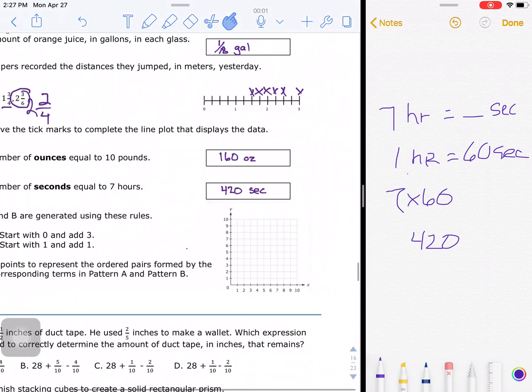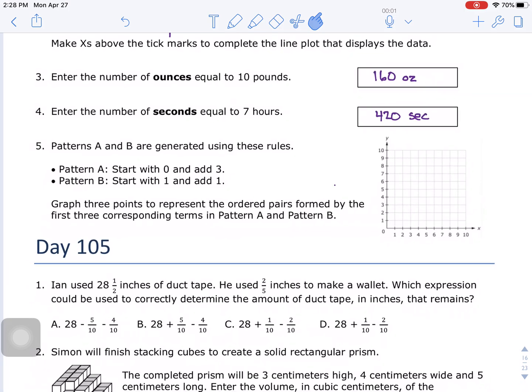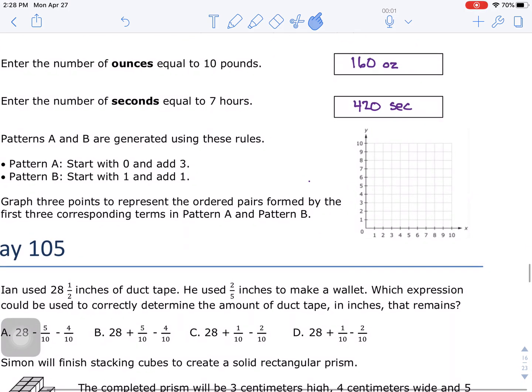And our last problem, again, I'm going to get rid of my scratch pad here. So this is graphing again, but this has to do with a pattern. And we're just going to follow what it tells us to do. So for pattern A, it says to start with 0. So I'm going to write 0 and add 3. And a pattern continues. So 3 plus 3 is 6. 6 plus 3 is 9. 9 plus 3 is 12, and so on and so forth. For pattern B, we start with 1 and we add 1. So the first number would be 1. Then 1 plus 1 is 2. 2 plus 1 is 3. 3 plus 1 is 4. 4 plus 1 is 5. And again, so on and so on.